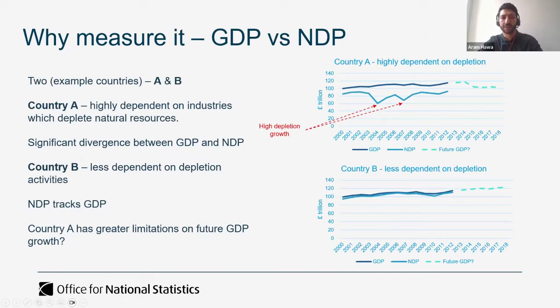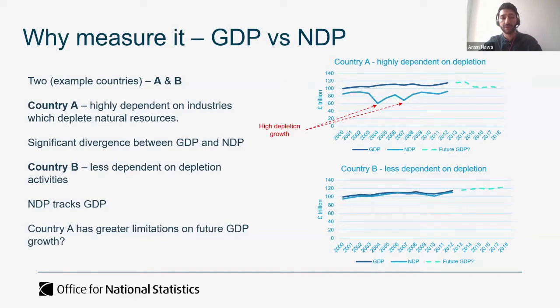To illustrate the pros of considering NDP in conjunction with GDP, I've created two example graphs which map the economic trajectories of two countries with very different underlying economic characteristics. Country A is very reliant on industries which themselves are heavily dependent on the extraction and processing of natural materials. Country B is less so, instead being rooted more in service sector industries. The two graphs map their respective levels of GDP over time.